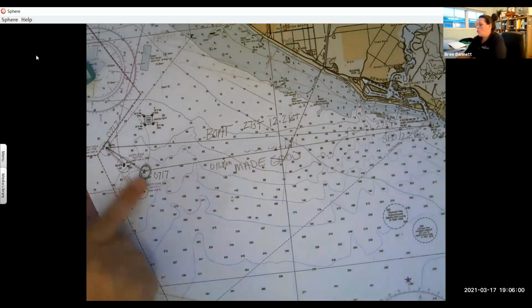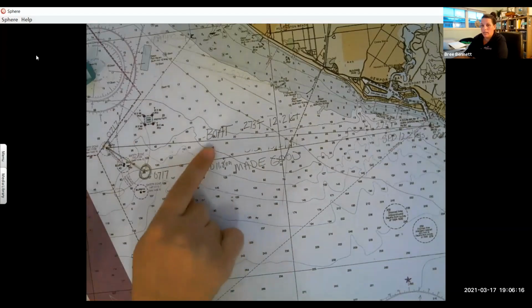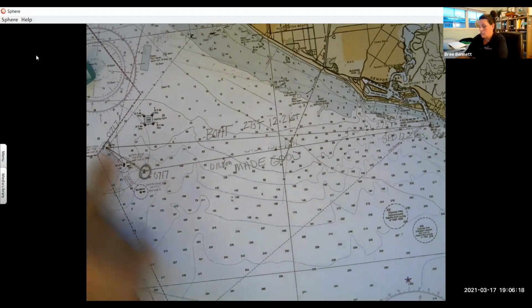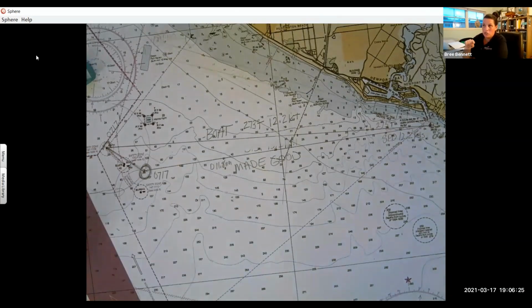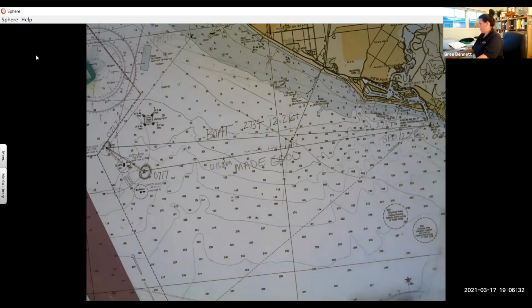Now I want to see what is my set and drift. What is my current? That's our other side of the triangle. So what I do is, just like we did on our made good one, we measure the angle and we use that distance to go back to speed. Here's my triangle.